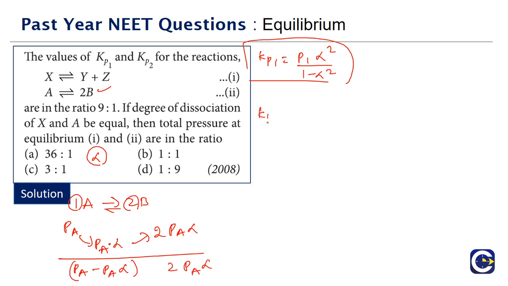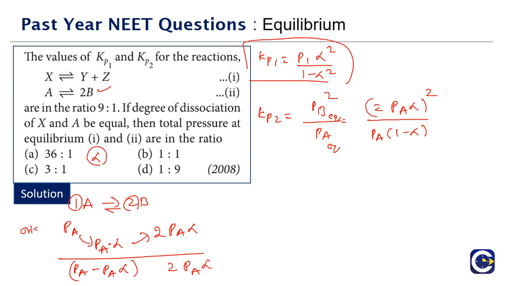Now Kp2 value is what? The equilibrium constant for the second. That is going to be pressure of B power 2 by pressure of A at equilibrium. Why the pressure of B power 2? Because the coefficient here is 2. What is pressure of B? 2 Pa into alpha, that is the pressure of B, whole square, divided by pressure of A, which will be Pa into 1 minus alpha. I mean, we should have kept it as equilibrium so that there is no confusion, because already we are using Pa for the original pressure of A.